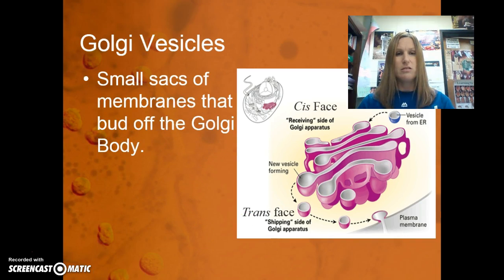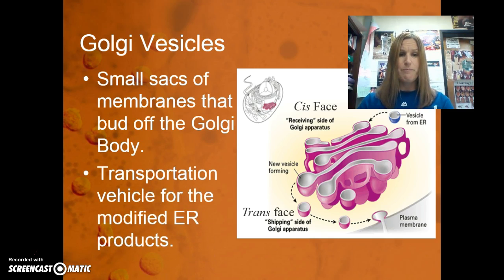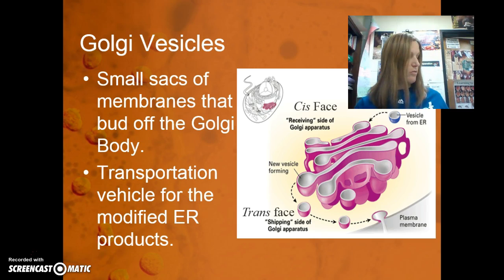Function. Now, what are those vesicles? They are small sacs of membranes that bud off the Golgi body, and they are the transportation vehicle for the modified ER products. Now, hold on, I don't want to get ahead of myself. Oh, this is extremely important.